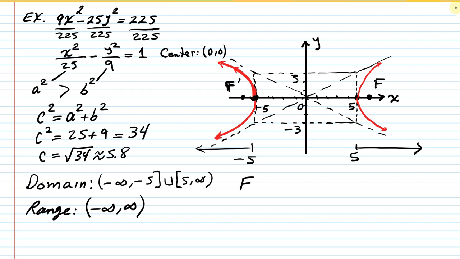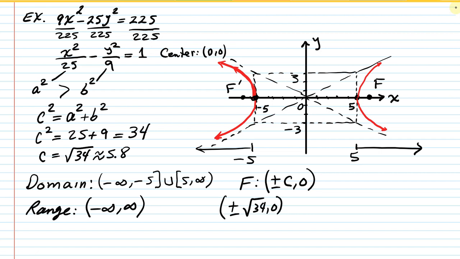And how do we find the coordinates of the foci? We need to remember the distance c from the center to a focal point. So the foci are going to be at, in this case, plus or minus c and 0. And c is the square root of 34, so plus or minus square root of 34 and 0.